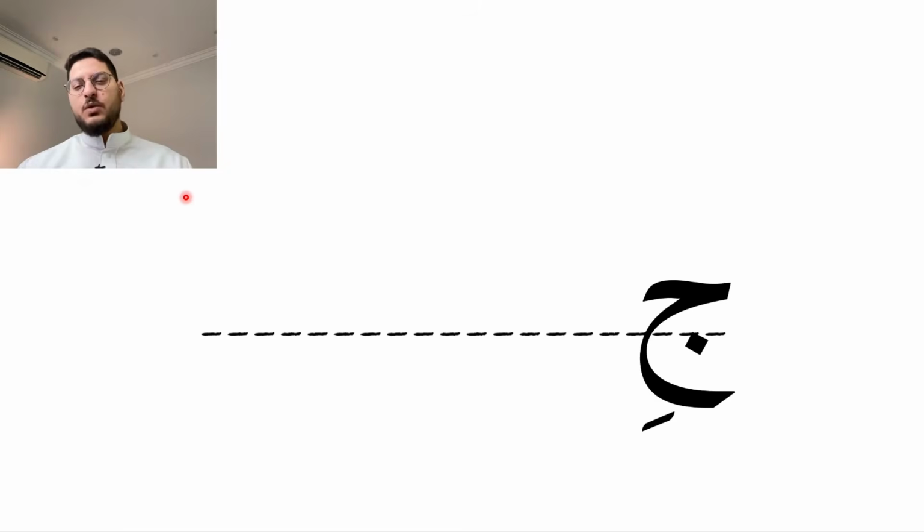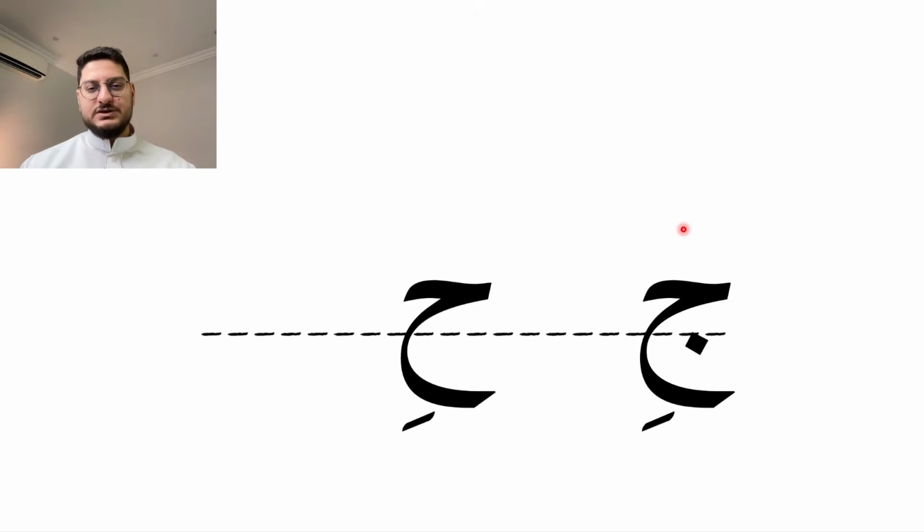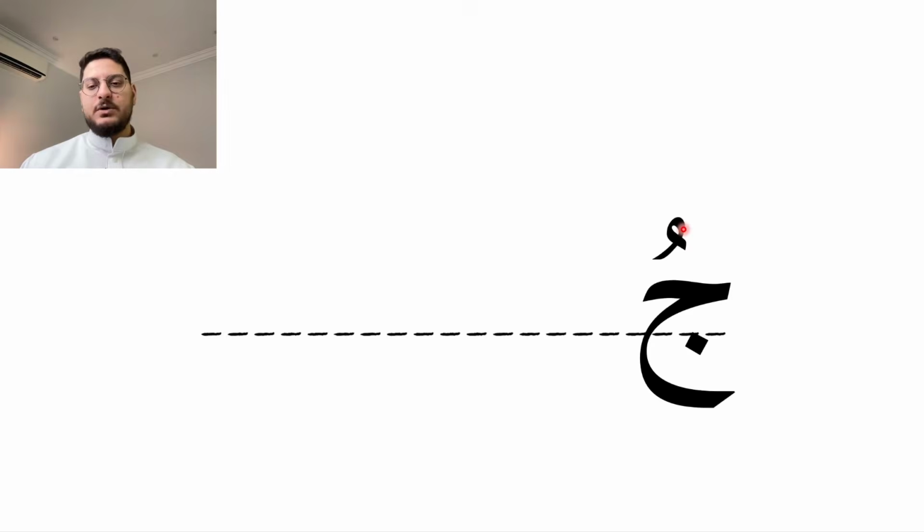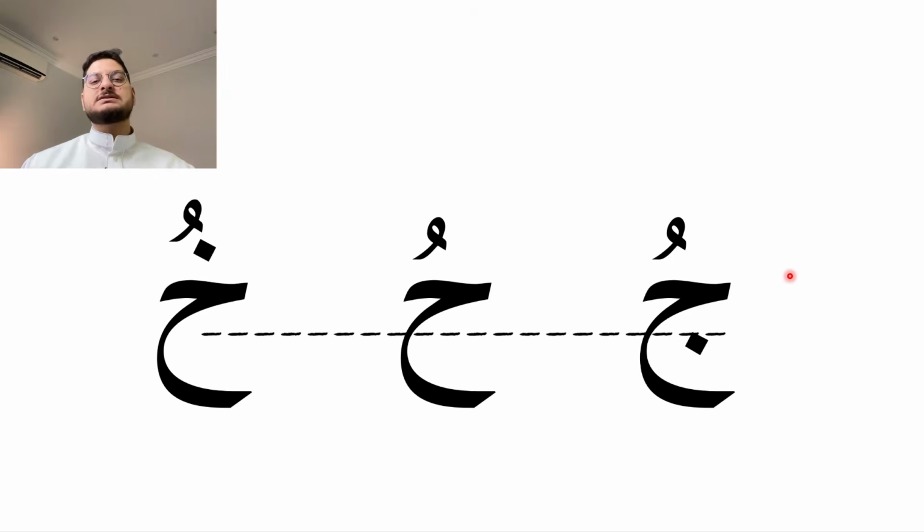Now, what about this one? Ji with a kasra, and this one with a kasra as well is Hi, and this one is Khi. What about this one? Ju, and this one is Hu, and this one is Khu. So all of these have the dhamma.